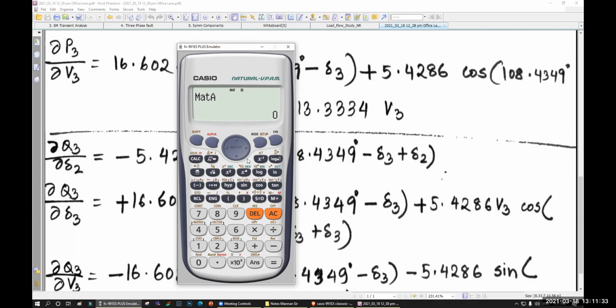It should be inverse. This is our Jacobian matrix. It should be inverse. Inverse is this one. Where is inverse? This one. This is the inverse. Can you see that?